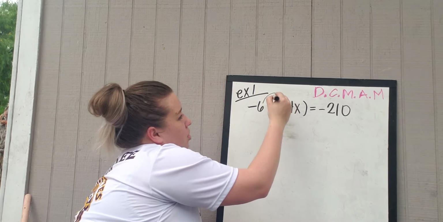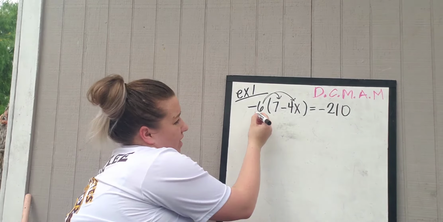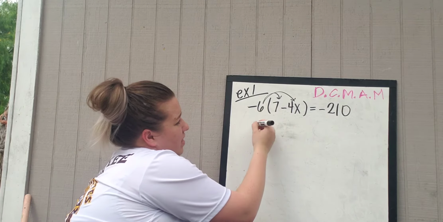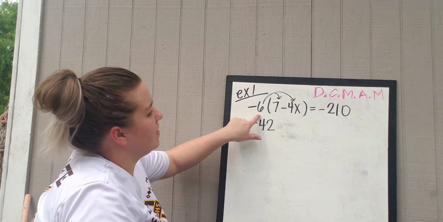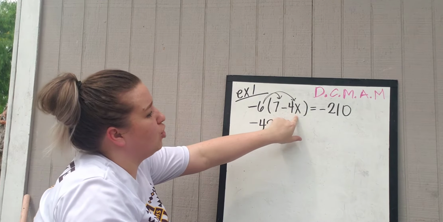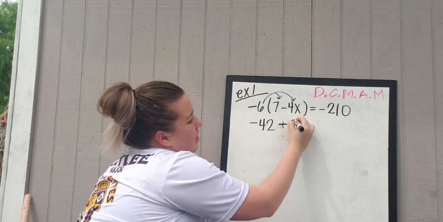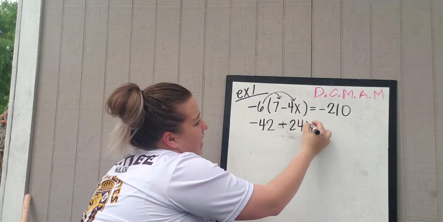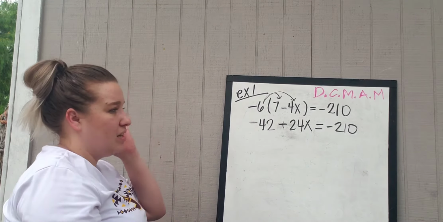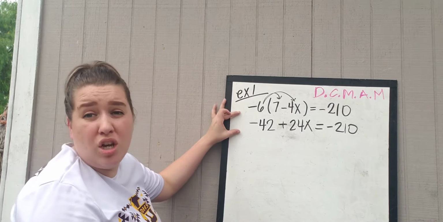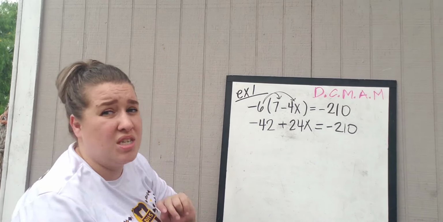First step, distribute. That means we multiply. -6 times 7, -42. -6 times -4x. Negative becomes positive, and then 24x. And it's going to equal -210. We don't mess with that yet. From here, you should have remembered from Monday. Monday we did 2 steps. There's only 2 more steps to get the answer.